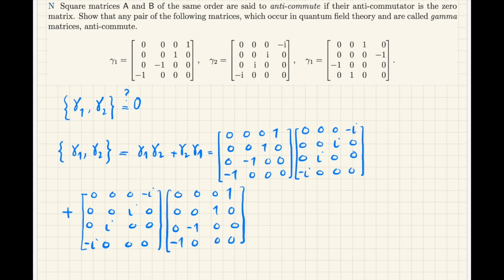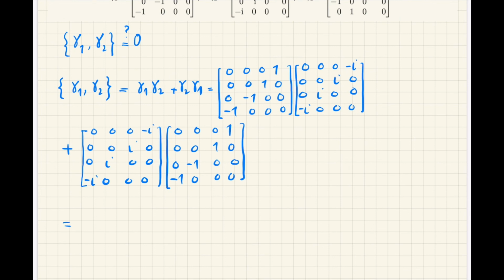Okay, I need to calculate two products here. So what is the first product? I know that I need to decompose this matrix into rows and this matrix into columns and then multiply each row by each column. But this is a very simple task, so let me do it very quickly. The first row by the first column gives me minus i at the end, but all of the coming ones are actually 0. And for the second row, the first one is 0, the second one is i, the third one and the fourth are 0.